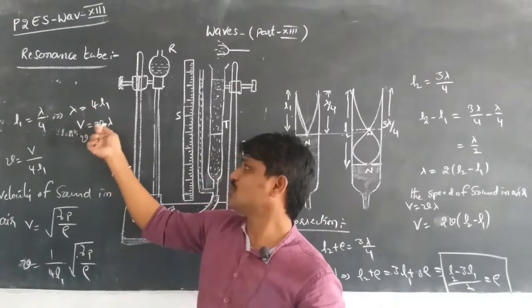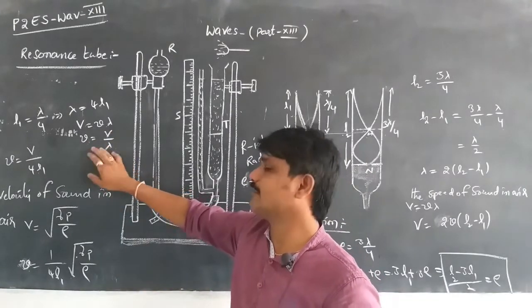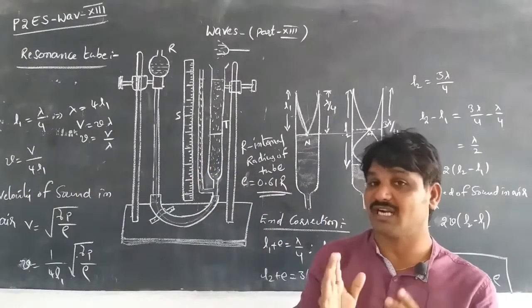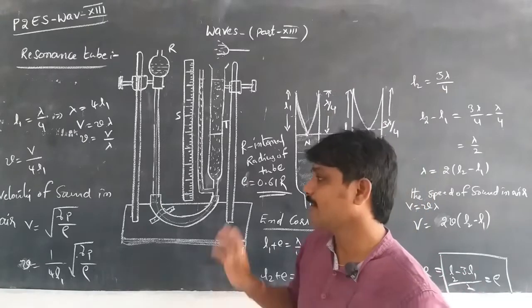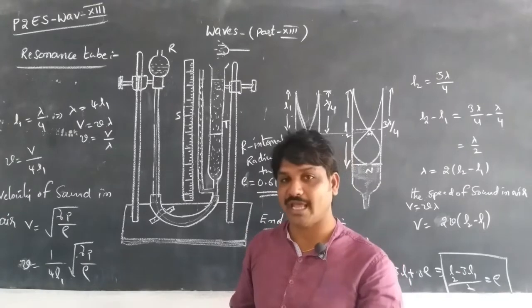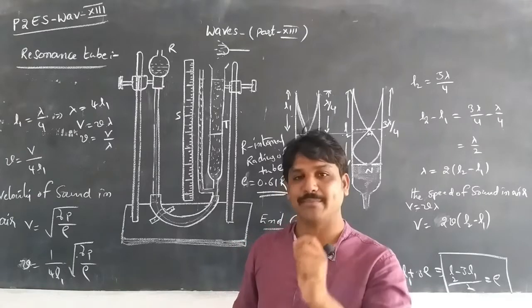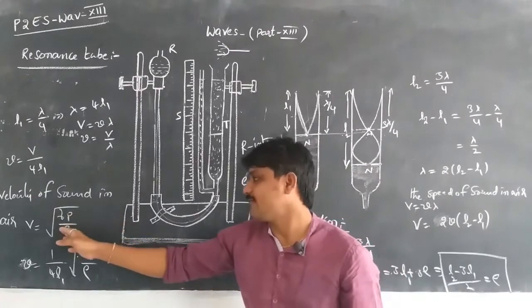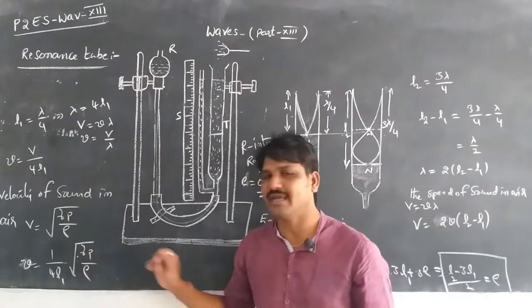From the wave velocity formula, V is equal to nu lambda, so nu is equal to V by lambda. Substituting lambda, nu is equal to V by 4L1. That is the fundamental frequency, or first harmonic, of the closed type. The speed of sound in air is V equal to root of gamma P by rho, so substituting in the equation, nu is equal to 1 by 4L1 root gamma P by rho.